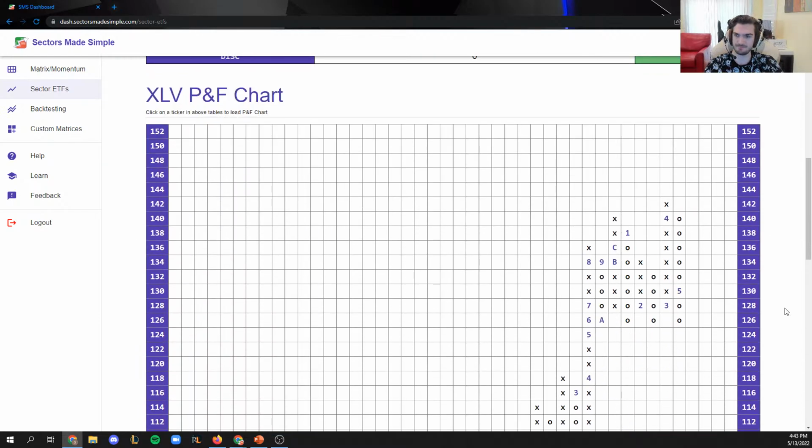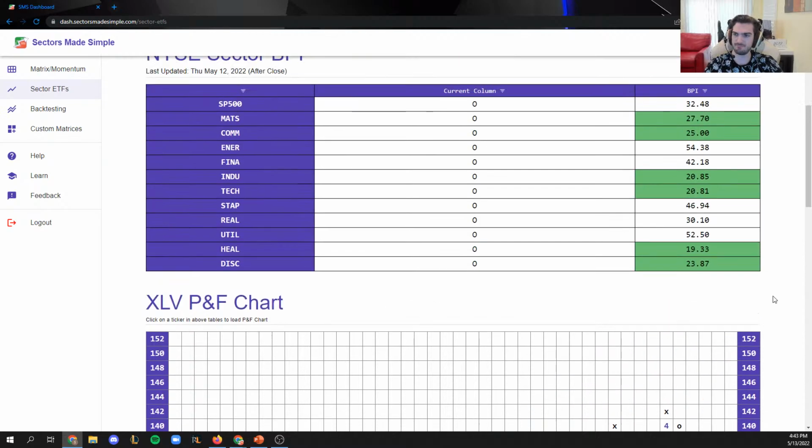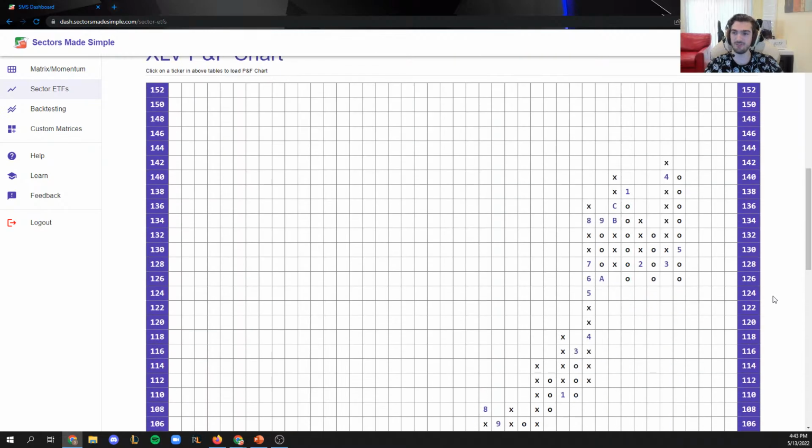How's healthcare? All right, not looking too hot. It is technically in a buy signal. The buy signal, though, was back in March. We're currently in a column of O's, almost hitting a sell signal on a triple bottom breakdown. Not my cup of tea.